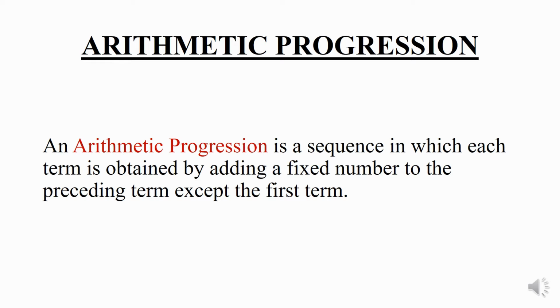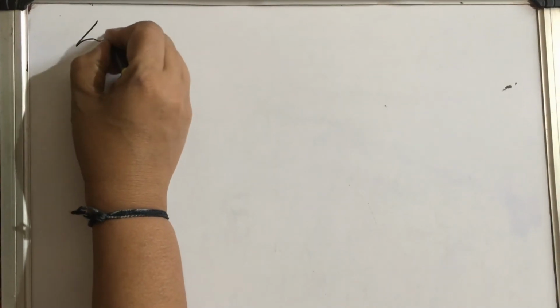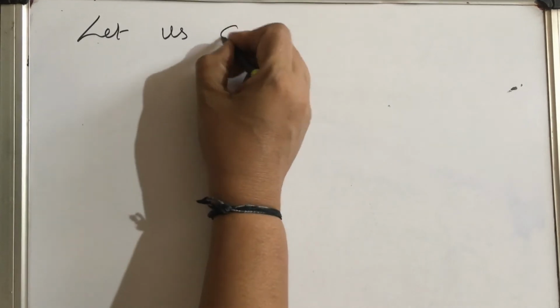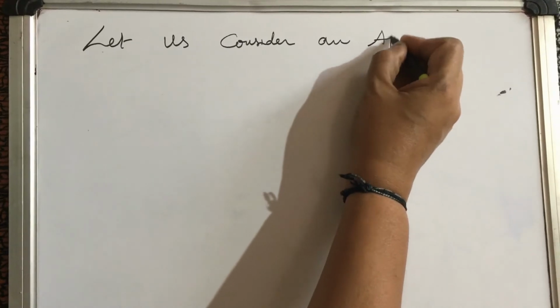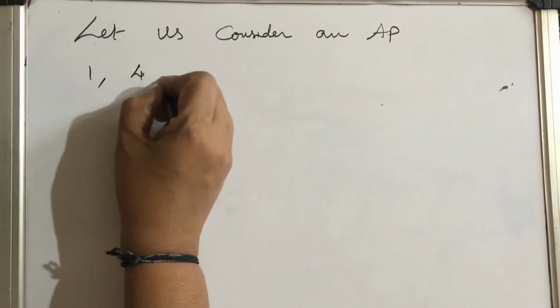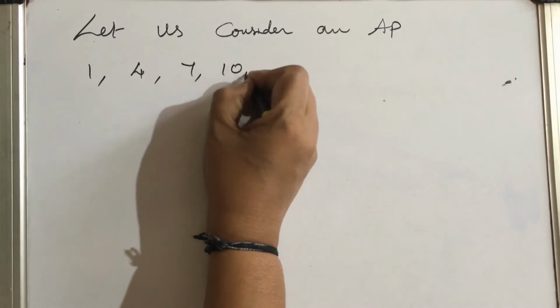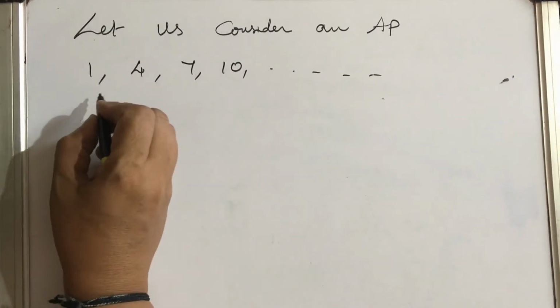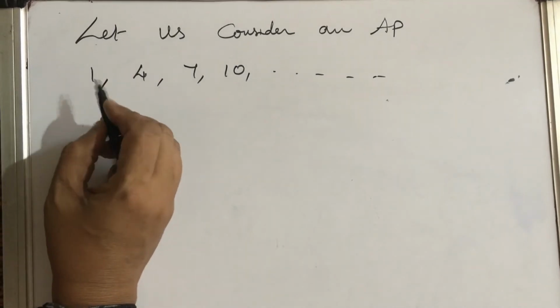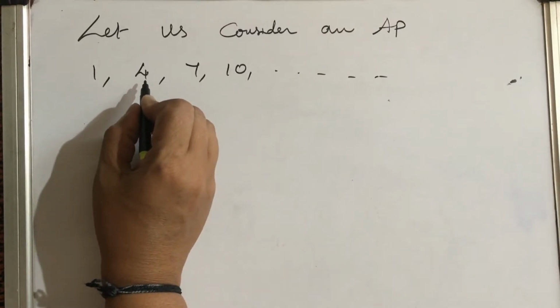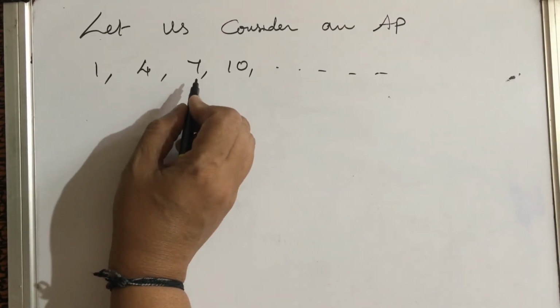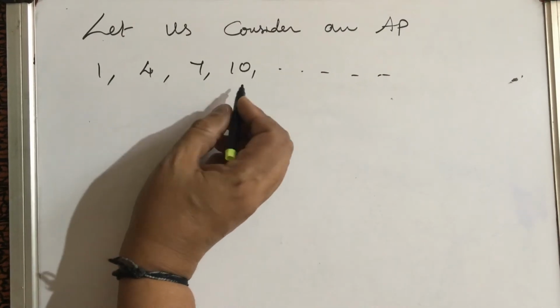It is a sequence in which each term is obtained by adding a fixed number to the preceding term, except the first term. Let us consider an AP: 1, 4, 7, 10, and so on. So here in this AP, what do we observe? In the first place, number 1 is there. In the second place, number 4 is there. In the third place, 7 is there. And in the fourth place, 10 is there.